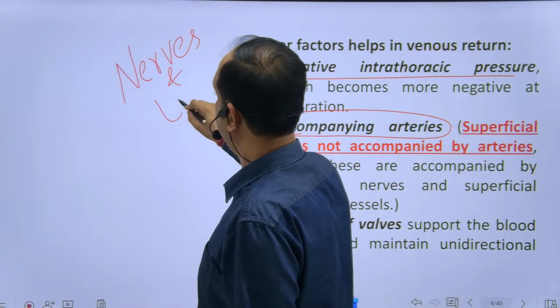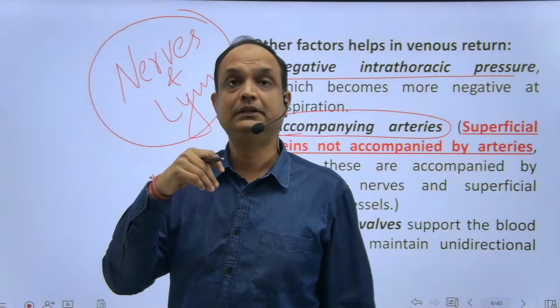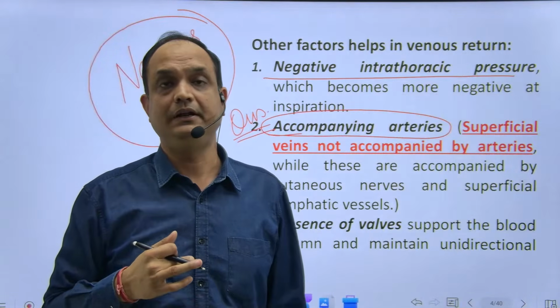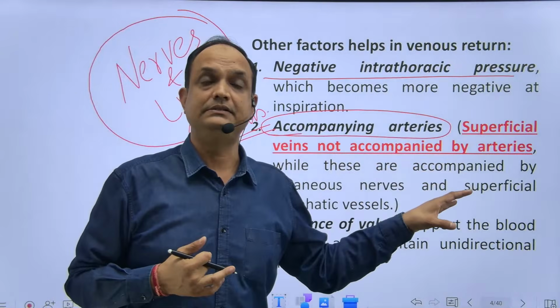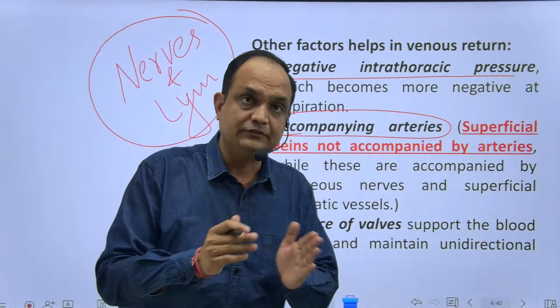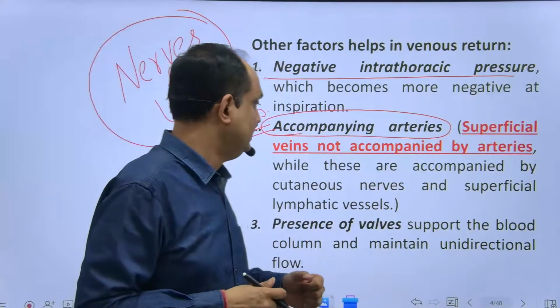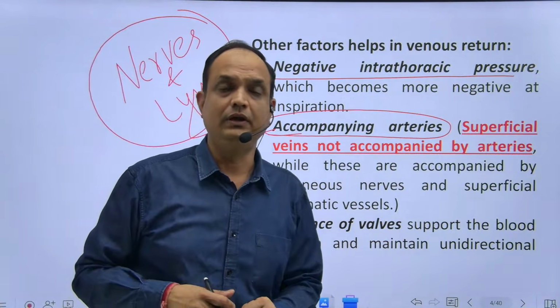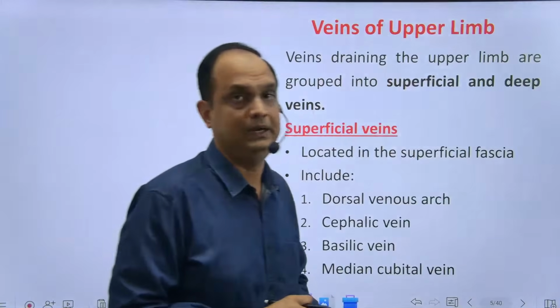Nerves and lymphatics accompany the superficial veins, but the deep veins accompany the arteries. That is the important thing: these accompanying arteries help transfer their pulsation into the veins, which helps in venous return. Then you will have the presence of valves. You know that the valves are helpful for the unidirectional flow of blood.